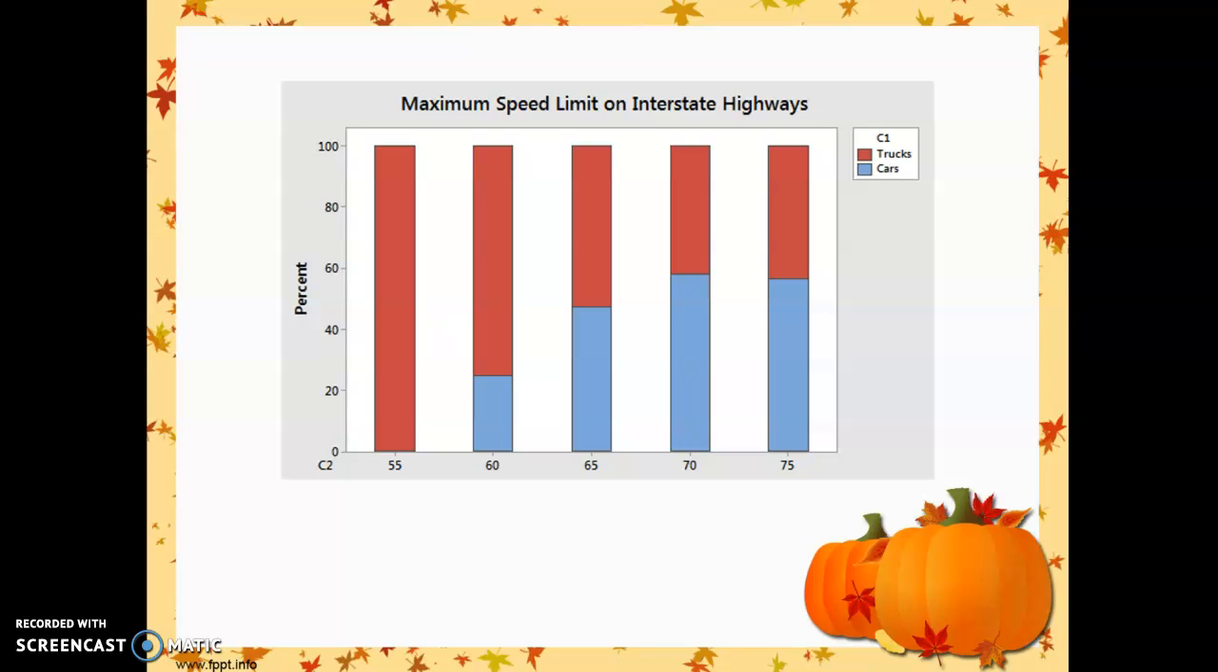So now we can see in this segmented bar graph that as the maximum speed increases from 55 to 60 to 65 to 70 to 75, we're seeing a greater proportion of cars that have that maximum speed limit, and we're seeing a smaller proportion of trucks that have that maximum speed limit. Because the blue bars are getting bigger as the speed increases, and the red bars are getting smaller as the speed increases. So let me know if you have any questions.